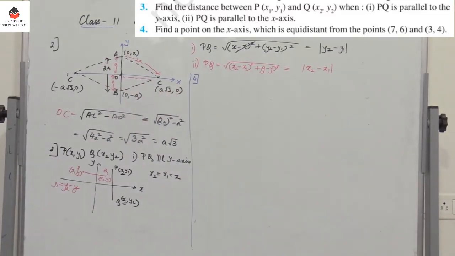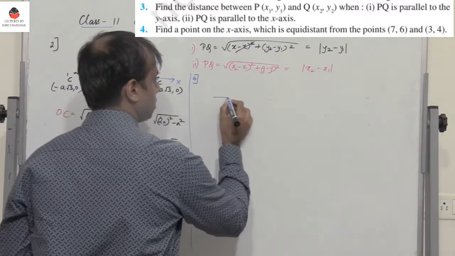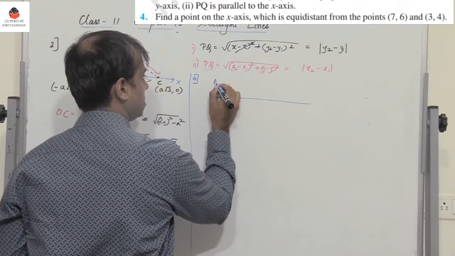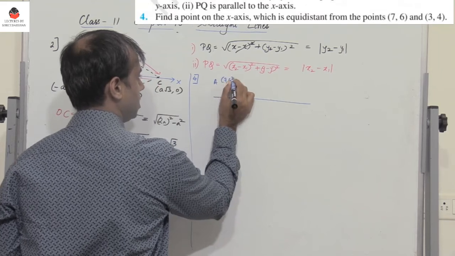Problem 4. Find a point on the x-axis which is equidistant from the points. So you have the 2 points. Let's say this is point A, which is 7, 6.